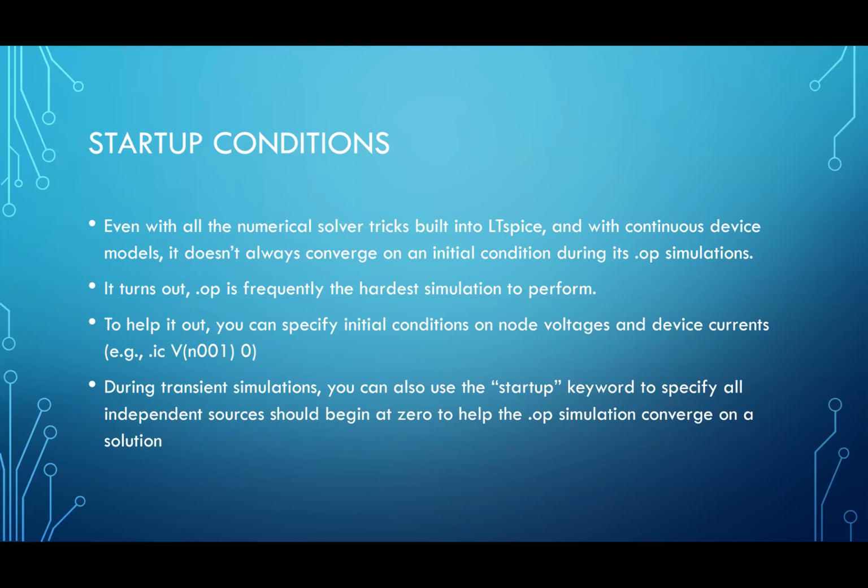Now, sometimes if .op does not successfully run, you can help it out. You can specify initial conditions for node voltages and device currents. As an example, you can add a SPICE command, .ic, set the voltage of node 001 to 0 volts if you wish. What it'll do is tell the simulator, when you perform your .op simulation, set the voltage of this node to 0, not something else. Don't allow it to be anything else. And in so doing, it frequently can help the solver find that initial operating condition for all of the other nodes and all of the other currents. Additionally, during transient simulations, you can also use the startup keyword to specify all independent sources should begin at 0 to help the .op simulation converge on a solution.